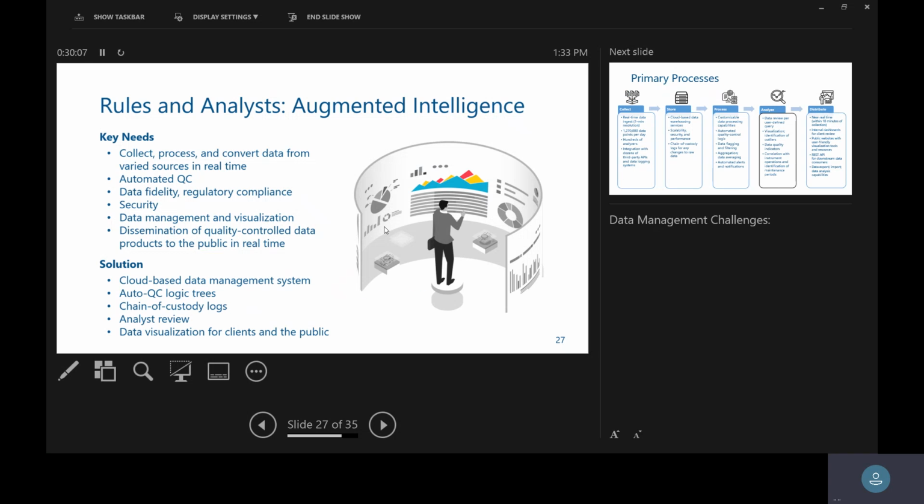So back to my cool term that I found, augmented intelligence. You need to collect and process data in real time, do some automated QA/QC, all the other stuff that goes into data things, security and management processes and the like. And the solution is ultimately you have this fancy set of systems, but in the middle of it is a human being.